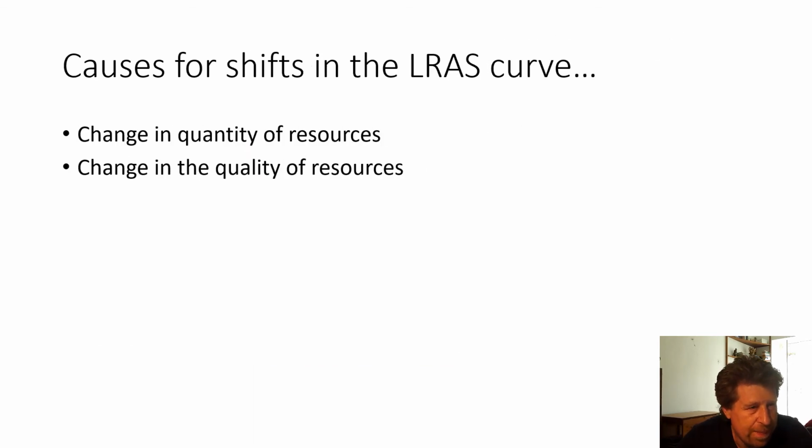Now, causes for the shift in the long-term aggregate supply can be for two reasons. You've got a changing quantity of resources. Maybe you've got more people, more machines, more factories, or changes in the quality of resources. For example, better educated people, more training, better machines, later generation of robots, etc.